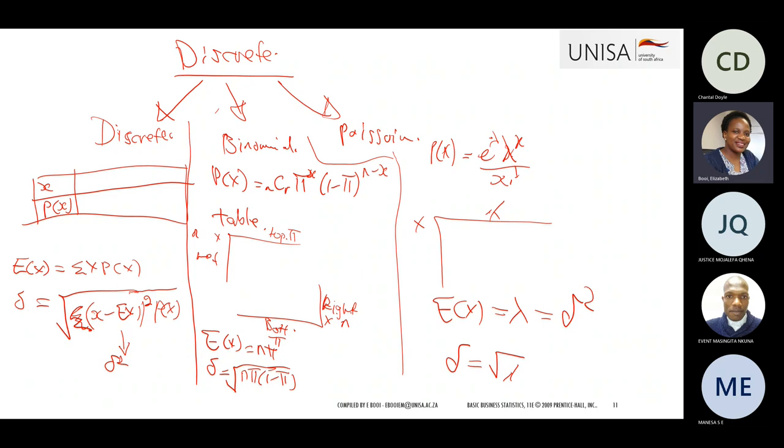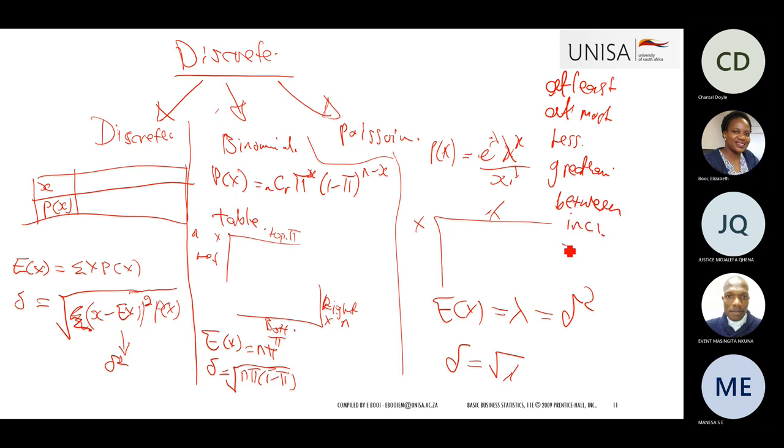On top of everything else, remember the signs. How do we calculate the probability, which I should have done when I gave you the formulas? You always need to remember what at least means, what at most means, what less than means, what greater than means, what between means, and what it means when it's between inclusive and exclusive. So you need to be able to know all that.